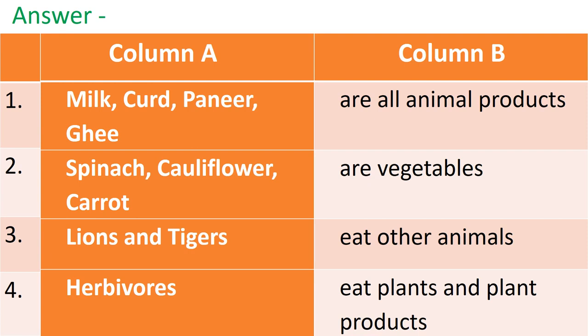Number 3, lions and tigers. Yes, they eat other animals and are carnivores. Number 4, herbivores. They eat plants and plant products. Hence, all the options are rightly matched.